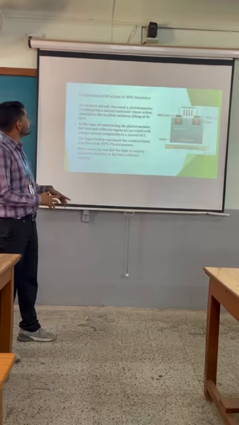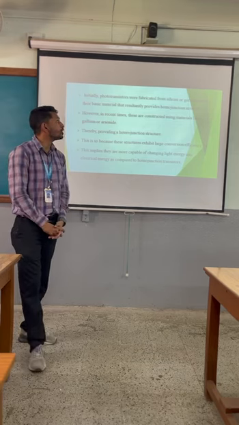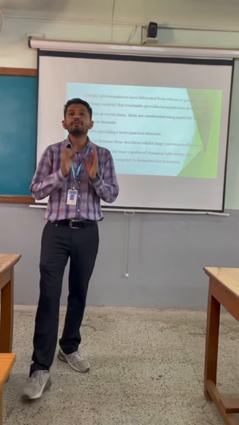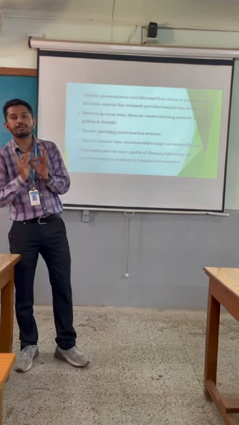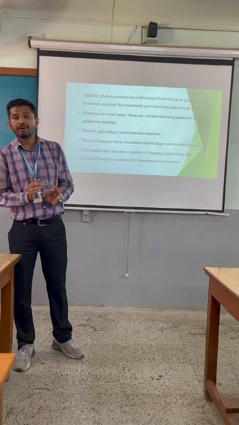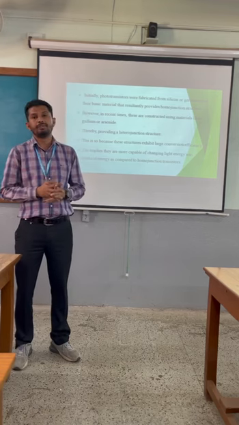Next, initially phototransistors were fabricated from silicon or germanium. What are silicon and germanium? Silicon and germanium are basic semiconductor materials. Silicon means a substrate of silicon material. Germanium means germanium material. They are present in the periodic table.